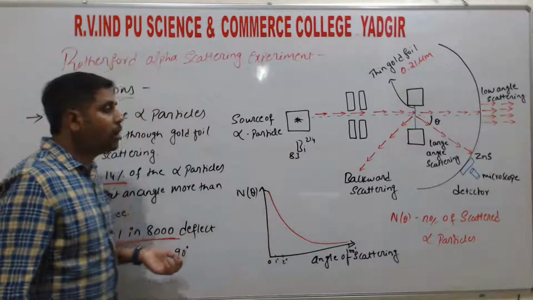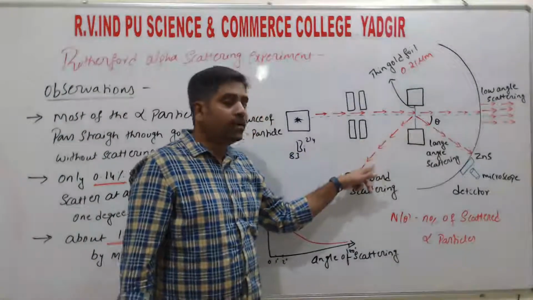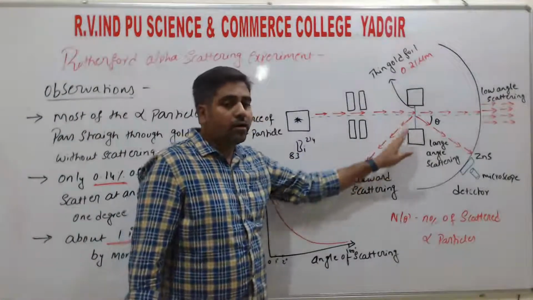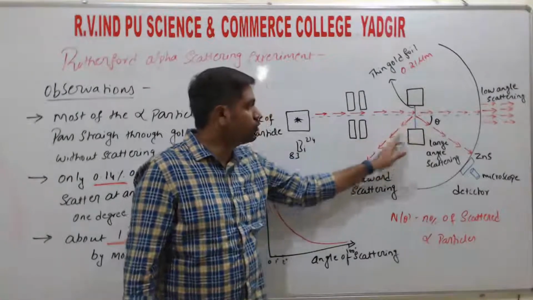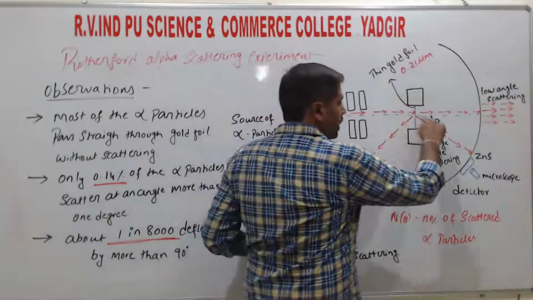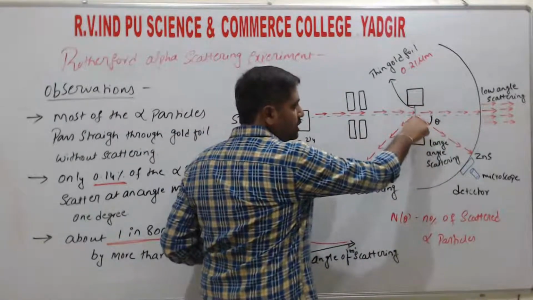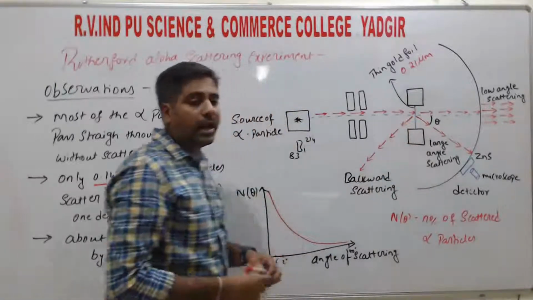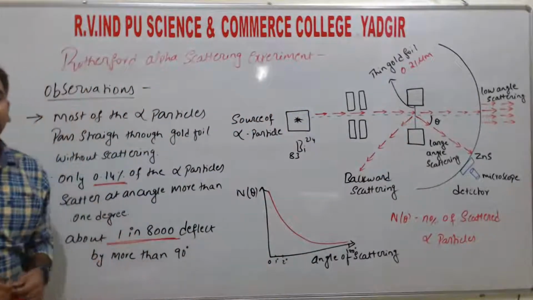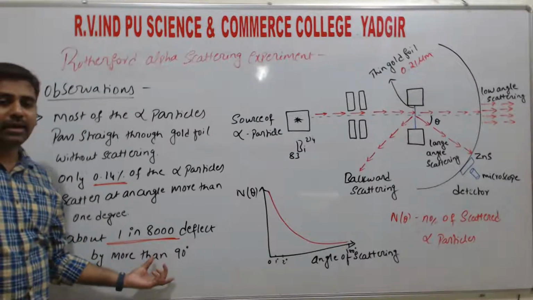And the third one is that out of 8,000 alpha particles, only one alpha particle will reflect or pass through at greater than 90 degrees. So this blue line is along the horizontal, and this gold foil is vertical, so this angle is 90 degrees. Above 90 degrees, only one alpha particle will deflect by more than 90 degrees.